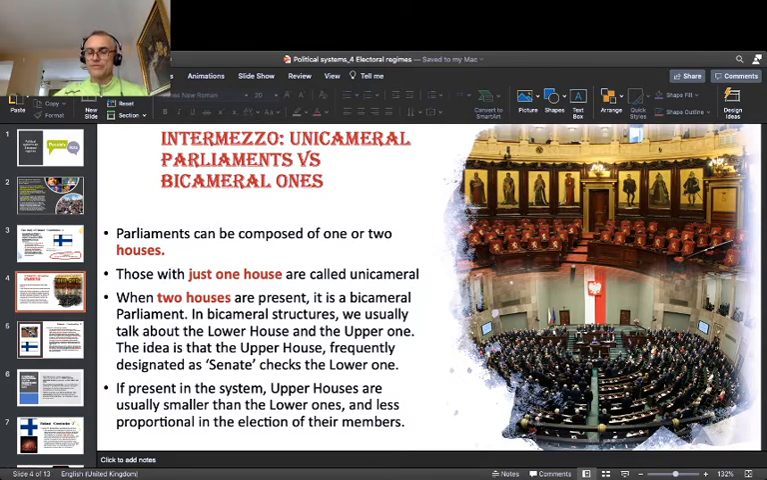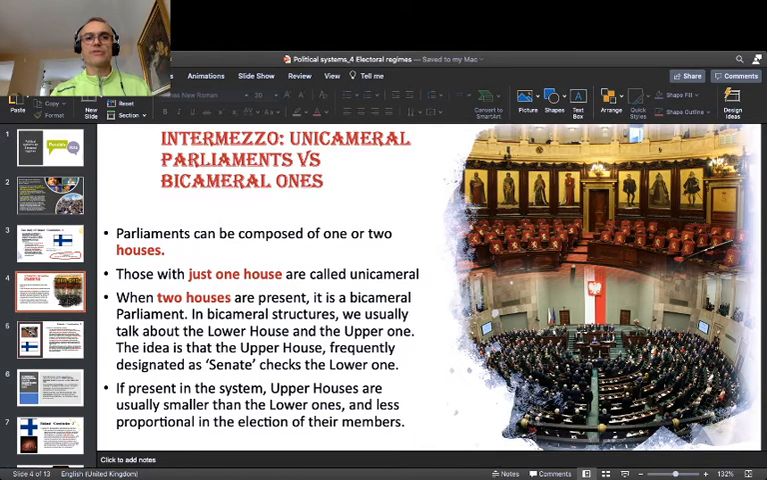And then the upper house of the parliament serves to counterbalance that situation. The upper house usually is composed of representatives who need less money in order to get elected. So if present in the system, the upper house is usually smaller than the lower one, there are fewer seats, and it is less proportional in the election of its members. You will see in the subsequent slides what proportional means, because proportional has a mathematical expression.